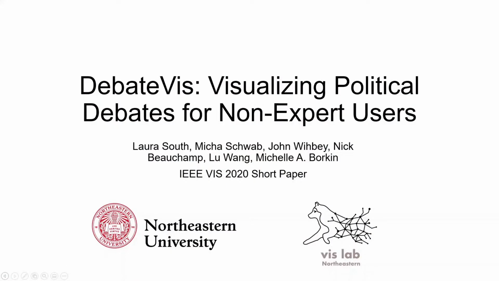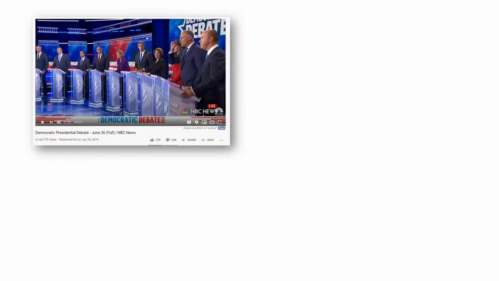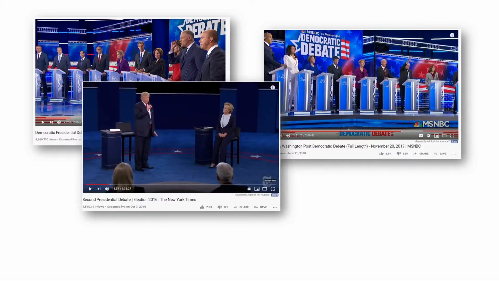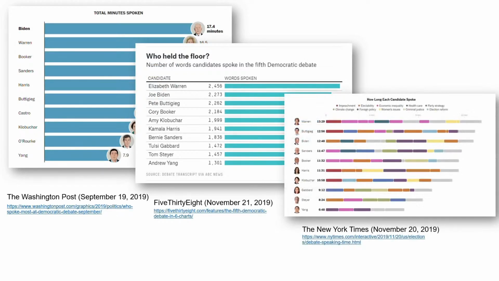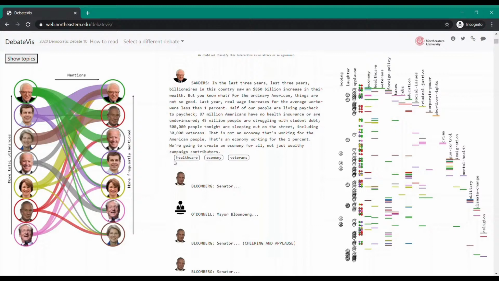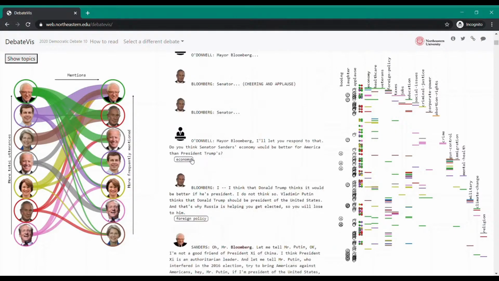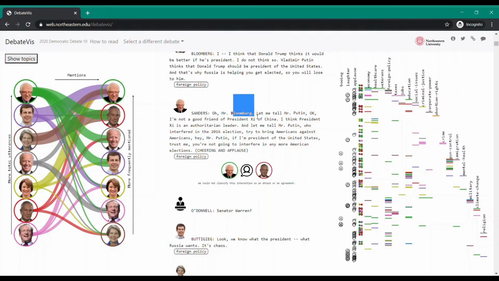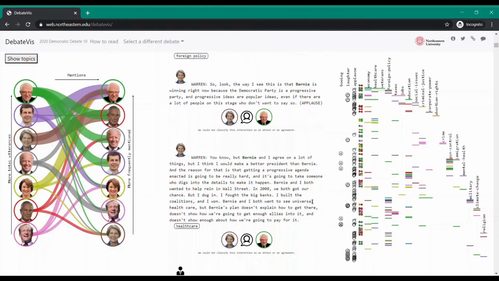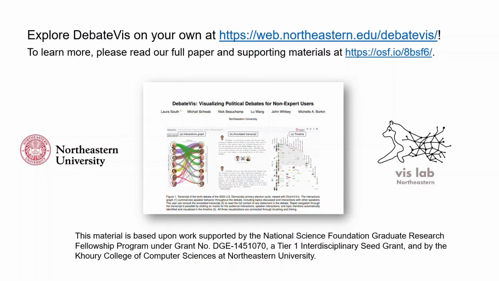Political debates are a rare opportunity for voters to learn valuable information about candidates and their stances on important issues, but they can also be inaccessible for casual, non-expert users. Through a 2-year design study in collaboration with political scientists and journalists, we created a novel task analysis for exploring transcripts as a casual user and developed DebateViz, an interactive tool for visualizing political debates for casual, non-expert users.